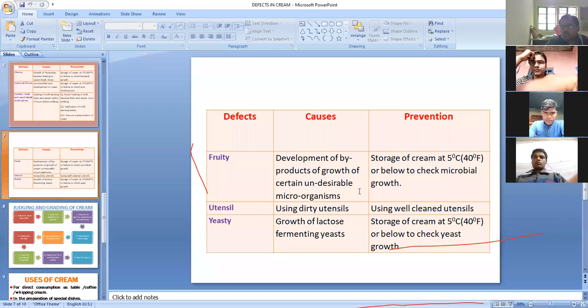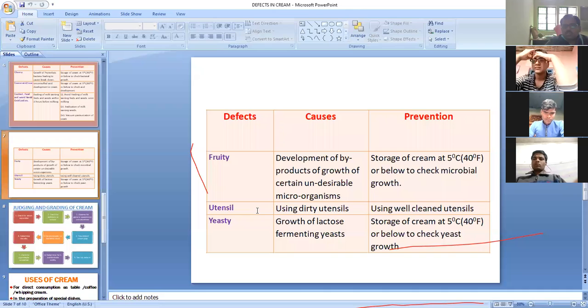Psychrotrophs, that is Pseudomonas fragi, Pseudomonas fluorescens. There is also Pseudomonas putrefaciens, which brings a putrid flavor, but these others are responsible for fruity flavor in the cream. This is also undesirable from the consumer point of view. So we recommend the storage of cream at 5 degrees centigrade or below, so that we can avoid the growth of such undesirable microorganisms.